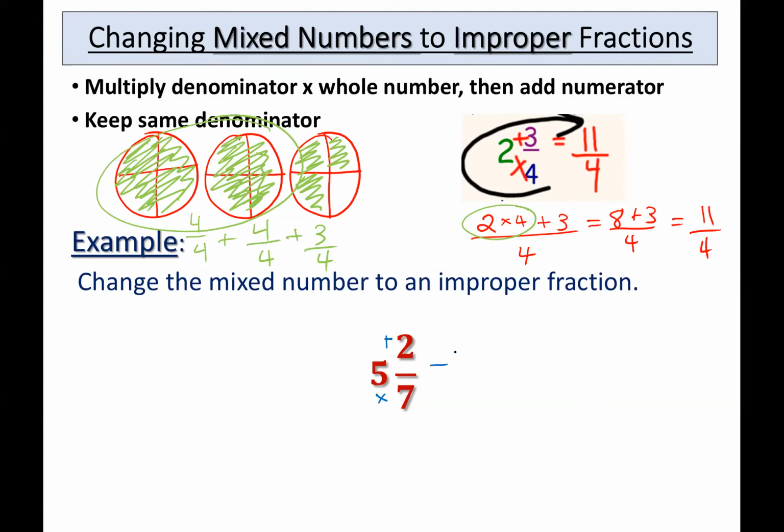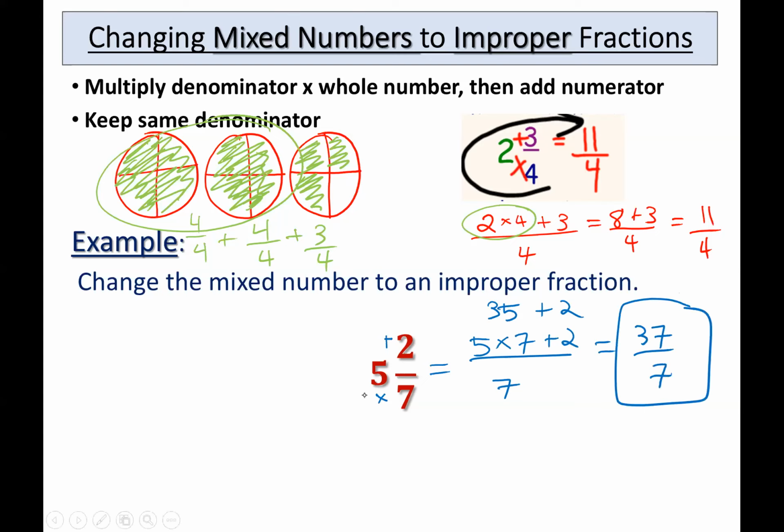5 times 7 plus 2 is my numerator. My denominator is the same. So 5 times 7 is 35, plus 2 is 37. So 37/7 would be our improper fraction that is equivalent to this mixed number.